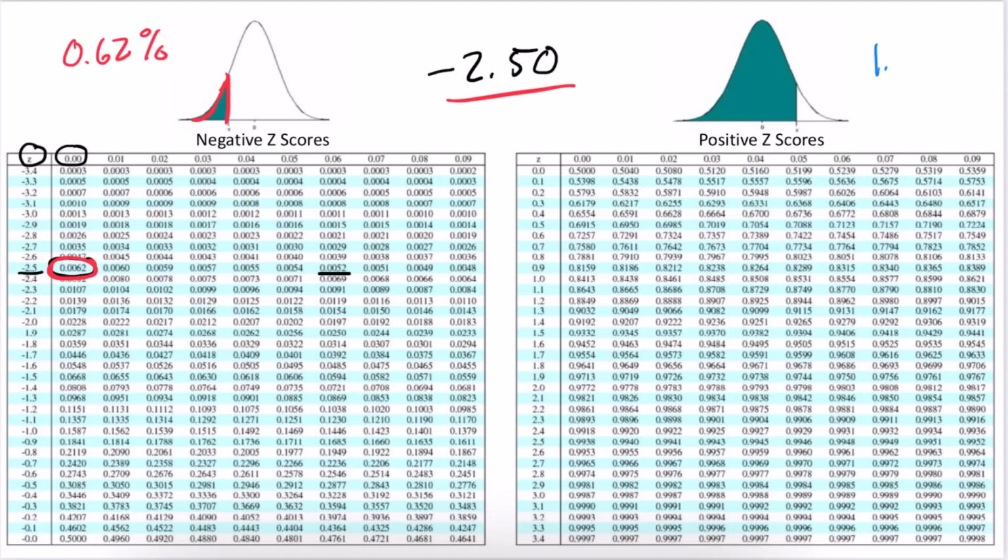So if our z-score was 1.25, then I would go down to 1.2 for my first decimal, and then I would go to 0.5 as my second decimal. And when I look at my table, it looks like the percentile for this giraffe would be 89.4%. So basically what that means is that this giraffe is in the 89th percentile, and that means that this giraffe is taller than 89% of the giraffes.